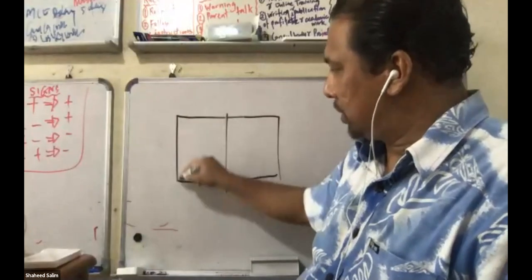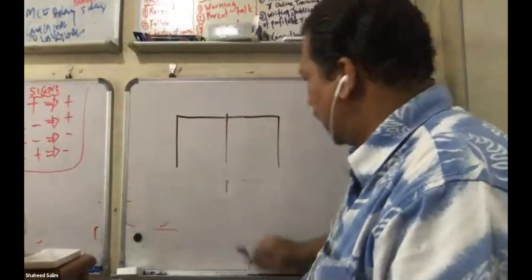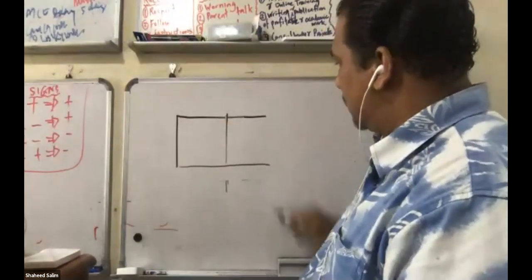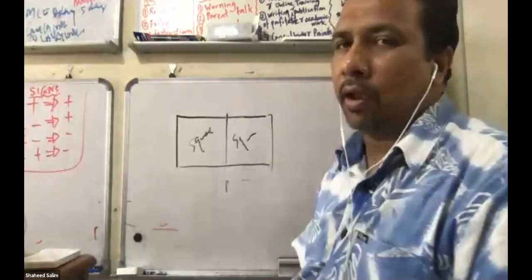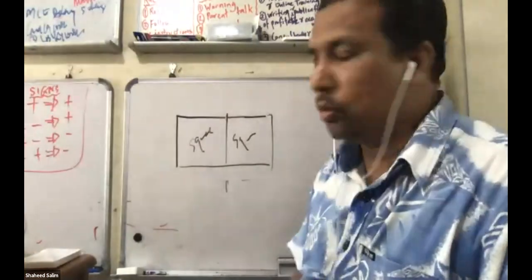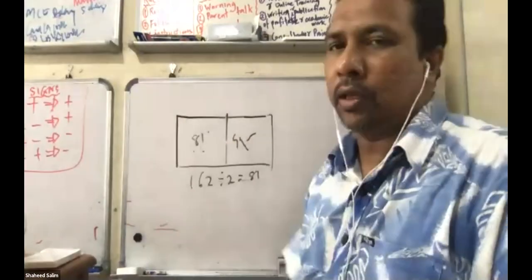If this is breadth and this is breadth, what shape do you get? Maybe I'm not drawing accurately. Now it's more accurate. Can you see now? What shape is this? Square. Can you find the area of 1 square? You take 162 divided by 2. 81. So you must find what number times itself gives you 81.